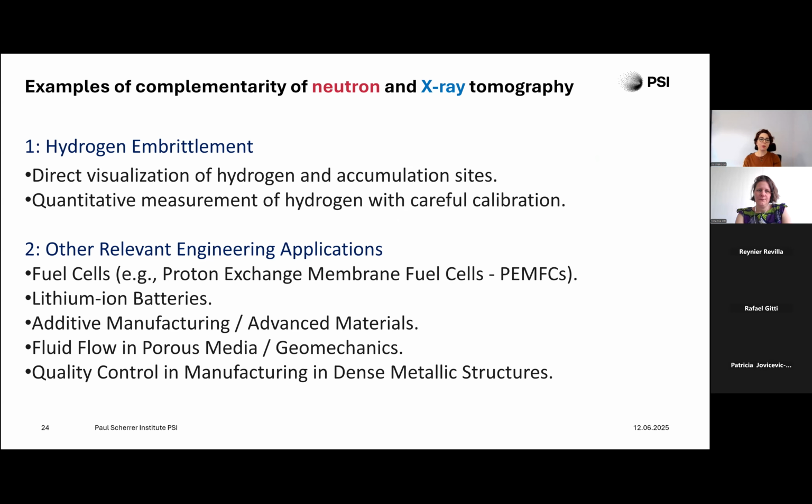And also quality control in manufacturing, especially for very dense metallic objects that are otherwise impossible to penetrate with X-rays. Imagine you have a big object of steel that's going to be really difficult to inspect with X-rays, but with neutrons, it's nothing to image such objects.